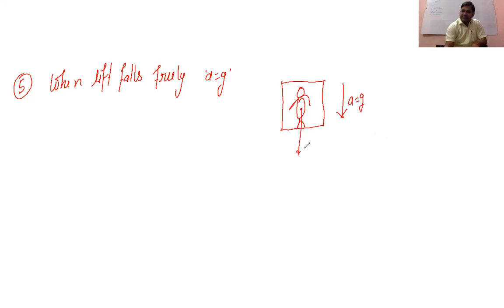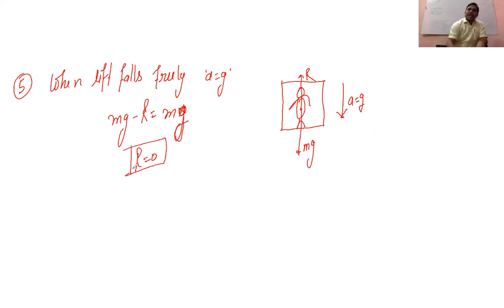And this mg is vertically downward and the reactionary force is vertically upward. We can write here mg minus R is equal to m into a, and a is g, so the reactionary force will be 0 at this instant because this object is moving freely. Okay, this reactionary force will be 0. I think it is clear to all of you.